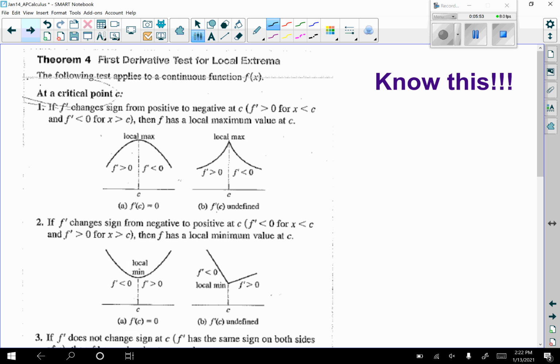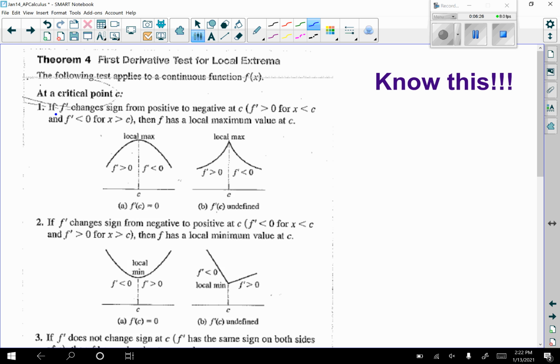I also had you read pages 194 and 195, so I want to talk about this theorem, the first derivative test for local extrema, what we've been looking at. At a critical point C, if f prime, our first derivative, changes sign from positive to negative, then f has a local max value at C. Or we could phrase this as f is changing from increasing to decreasing.